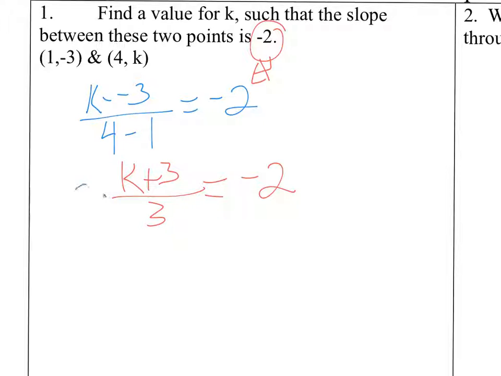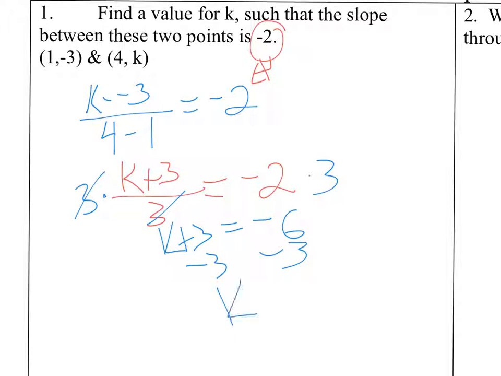I'm going to multiply both sides by 3 to get rid of that denominator. And I've got -6 is equal to k plus 3, minus 3, minus 3. K equals -9.